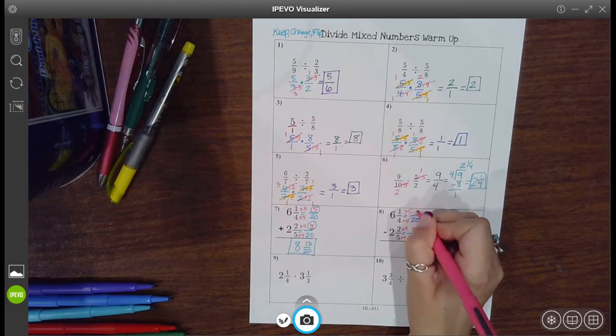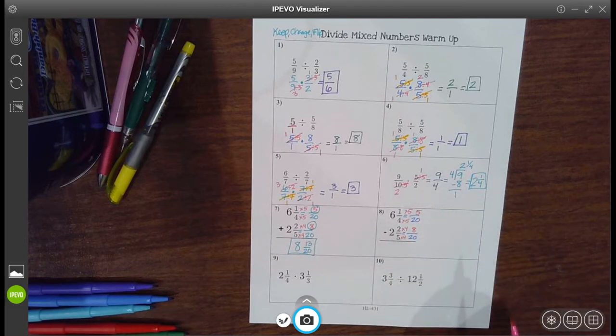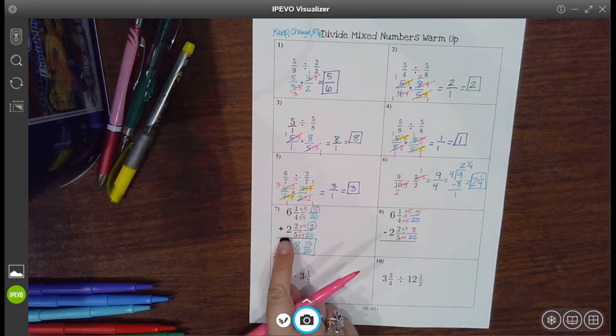And you're like, I think you made an error because this is the same exact problem as before. No, it's not. What's different? This is a plus sign.